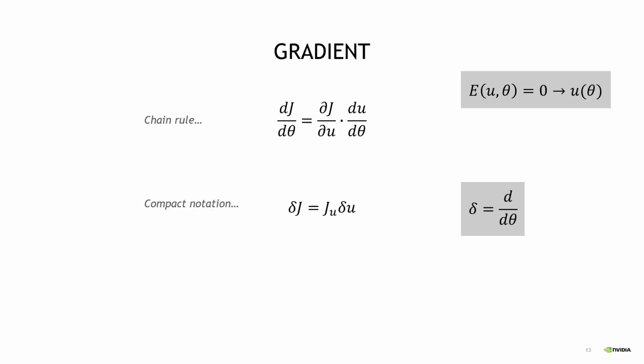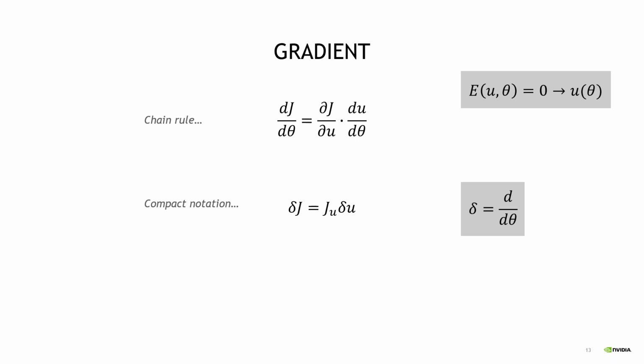So since the state depends on the control via the equation, we can write the gradient of the cost with respect to the control using the chain rule as the product of the variation of the cost function with respect to the state times the variation of the state with respect to the control.